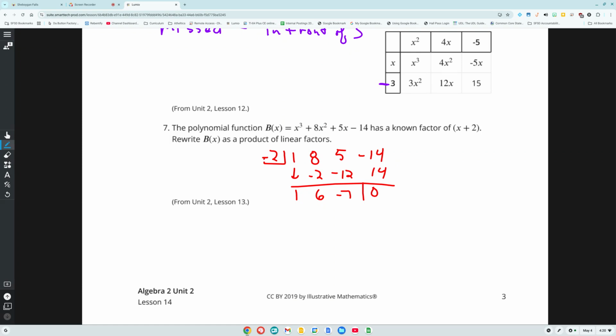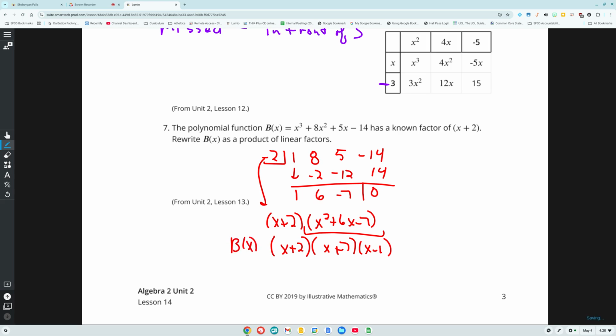Which means after I take out x plus 2, I'm left with x squared plus 6x minus 7. Still not linear factors though. I can factor this chunk. The numbers that multiply to negative 7 and add to 6 are positive 7 and negative 1. So having this thing completely rewritten in linear factors, b of x is going to be equal to x plus 2 times x plus 7 times x minus 1. And there is lesson 14, in which we kind of put everything together we know about polynomials.